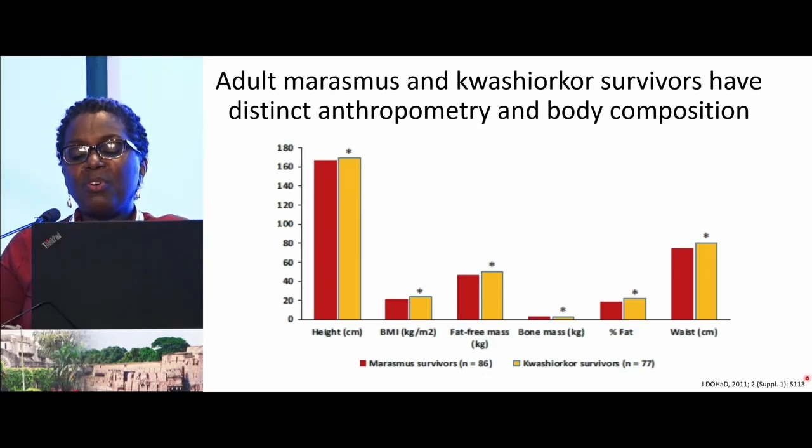The survivors of marasmic kwashiorkor, which is an intermediate phenotype, had intermediate values between marasmus and kwashiorkor survivors as it relates to their anthropometry and their body composition.